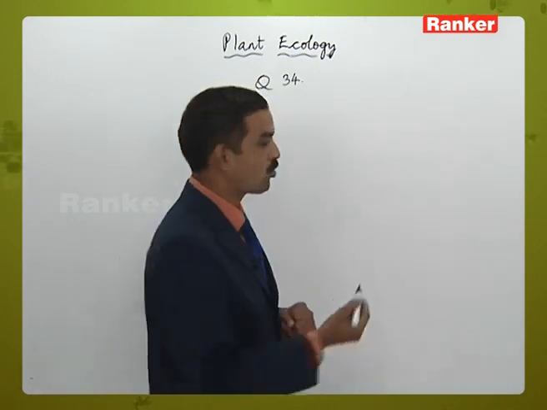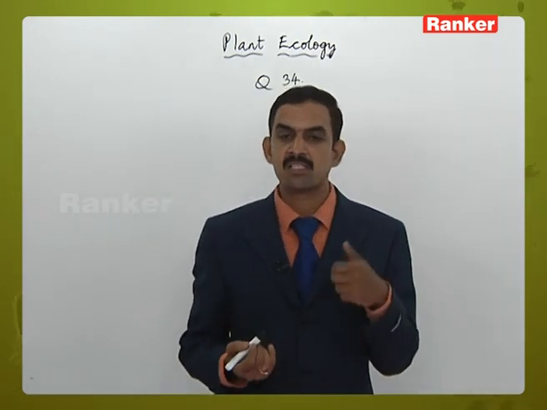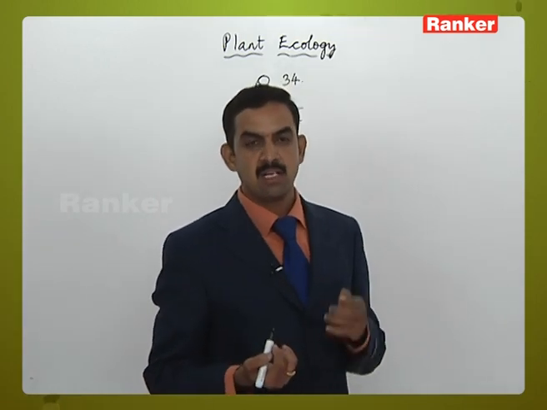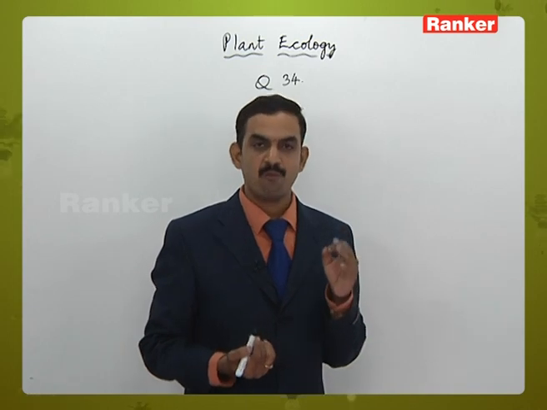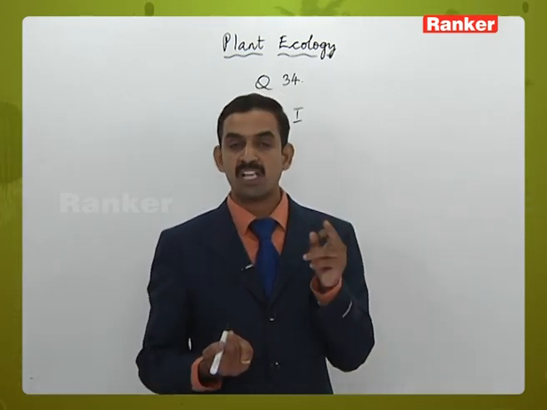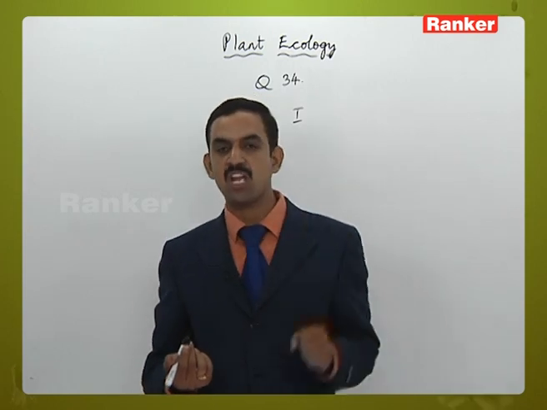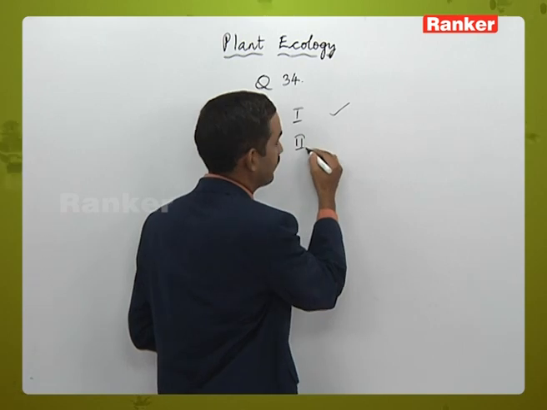Now let us come to these combinations that have been given here. First one, that is halophytes, saline soil and Sundarbans. Halophytes are those plants which are living in saline soils where salt water is present, and Sundarbans are the areas where these halophytes are growing. So the first combination is correct.